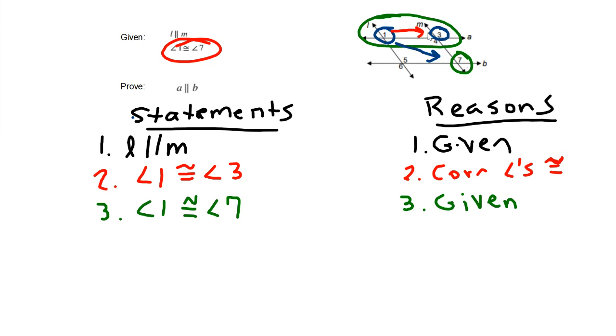So since these two angles are congruent to the same angle, then they are also congruent to each other. So that would be statement 4, that angle 3 is congruent to angle 7. And what's the reason? Transitive property.